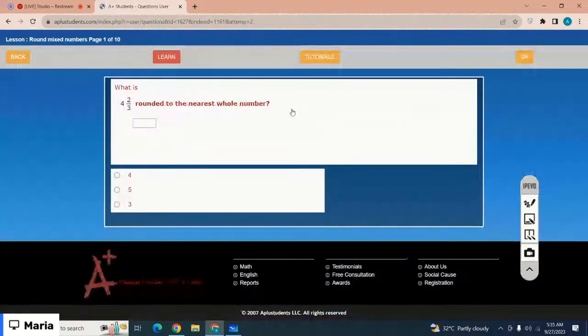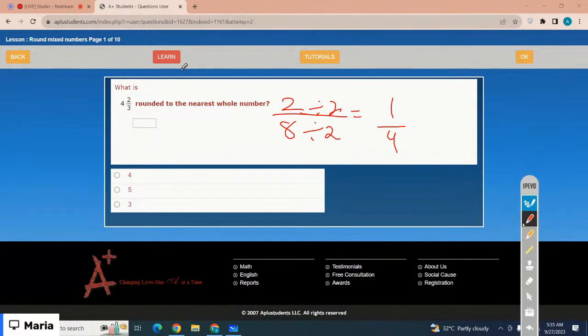Okay, 4 whole 2 over 3, rounded to the nearest whole number, which is the correct option? 2 over 3, you have to compare 2 by 3 to 1 by 2. Which is greater, 2 by 3 or 1 by 2? 2 by 3, right?